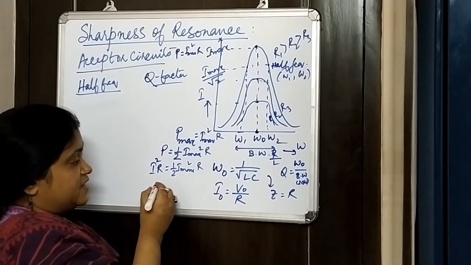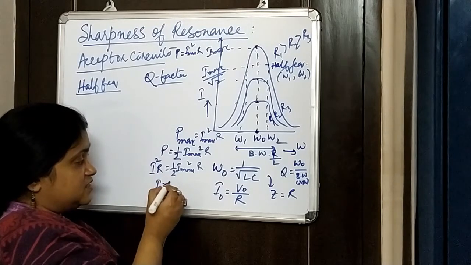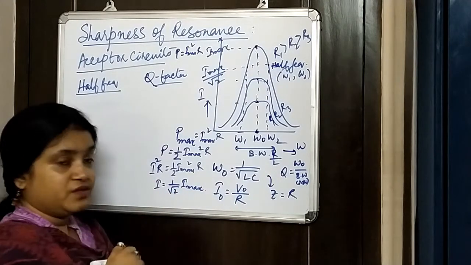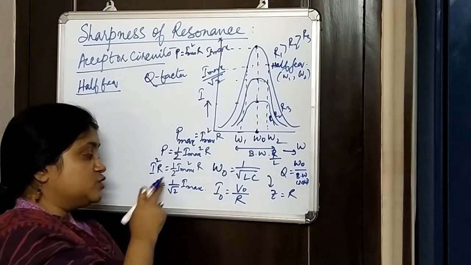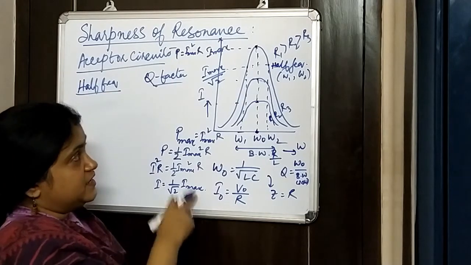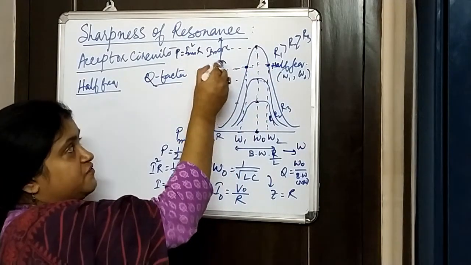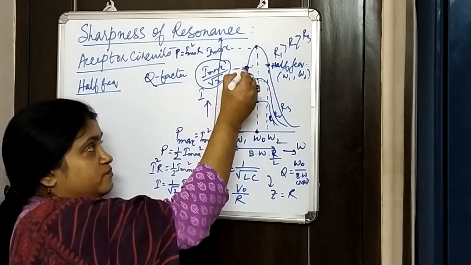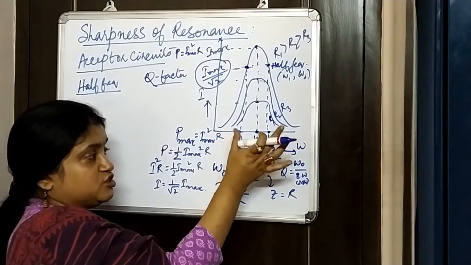So I can say that this current I is equal to 1 by root 2 of I max. Where the power is half, there the current is 1 by root 2 times the maximum current. So let's suppose there are 2 points in the curve where the current is I max by root 2. From these 2 points I can find 2 frequencies on the frequency line.